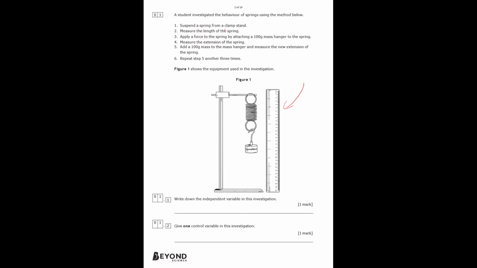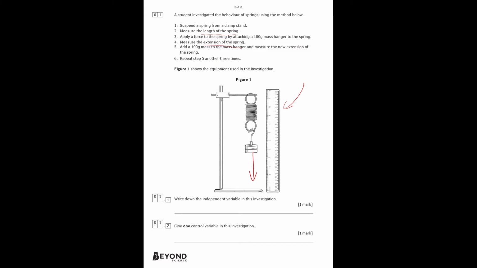Number 1, suspend a spring from a clamp stand, as you can observe below. 2, measure the length of the spring, so the entire spring. 3, apply a force to the spring by attaching a 100-gram mass hanger to the spring. 4, measure the extension of the spring. And 5, add a 100-gram mass to the mass hanger and measure the new extension of the spring. Repeat step 5 another 3 times.